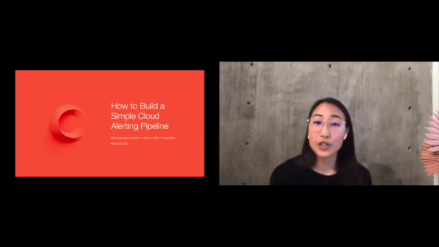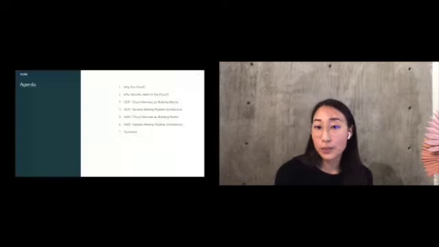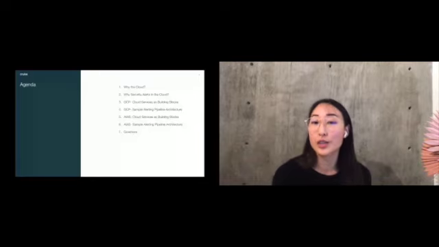Cool. So I'll start by covering why we're even talking about the cloud. And then I'll move on to why we should leverage cloud services for security alerting. And then I'll give two examples of cloud alerting pipelines that you can use to build out alerting pipelines in two of the major cloud providers, GCP and AWS.